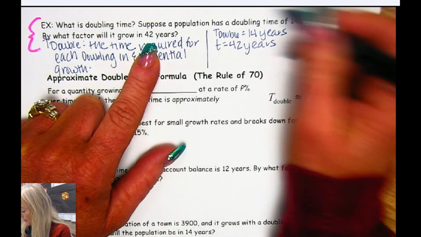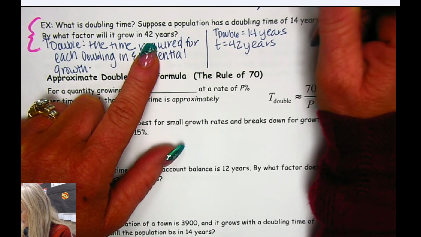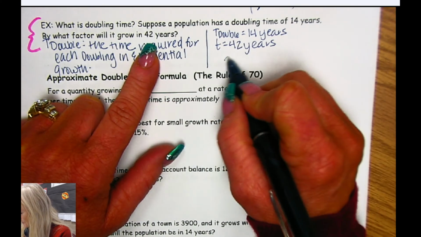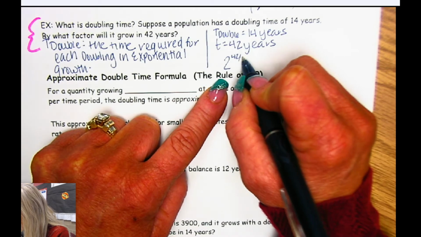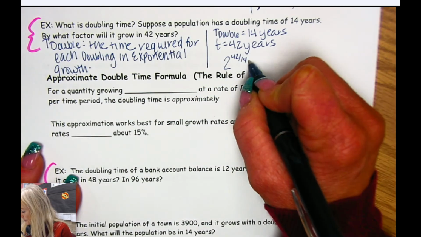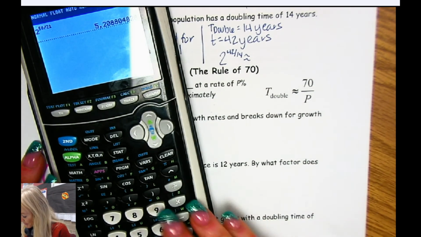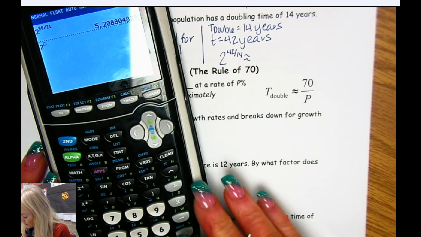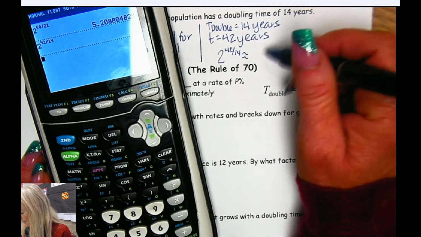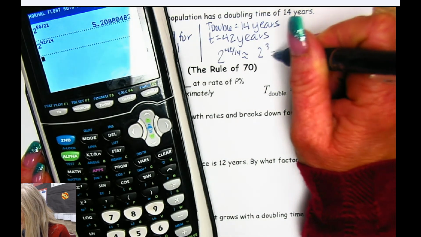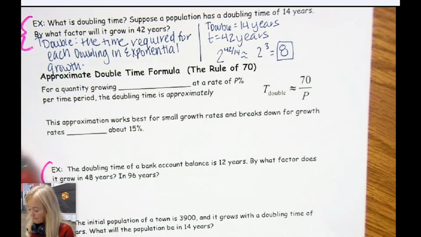So in order to come up with that factor, you know that's the t over double time part of the equation. That's your factor of growth. So we'll have 2 to the little t, which is 42, over big T double time, which is 14. So if we place that in the calculator, I think 14 goes into 42 3 times, but I could be wrong. 2 to the 42 divided by 14 is 3. So 2 to the third power, or 8. So that is our factor in this specific case.